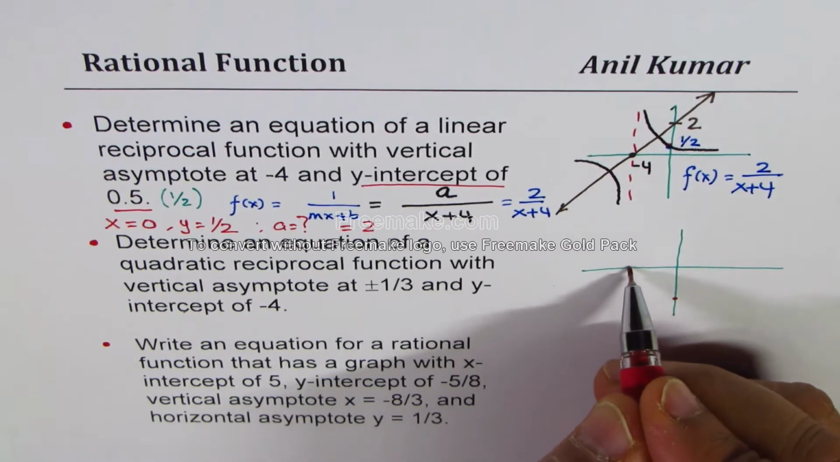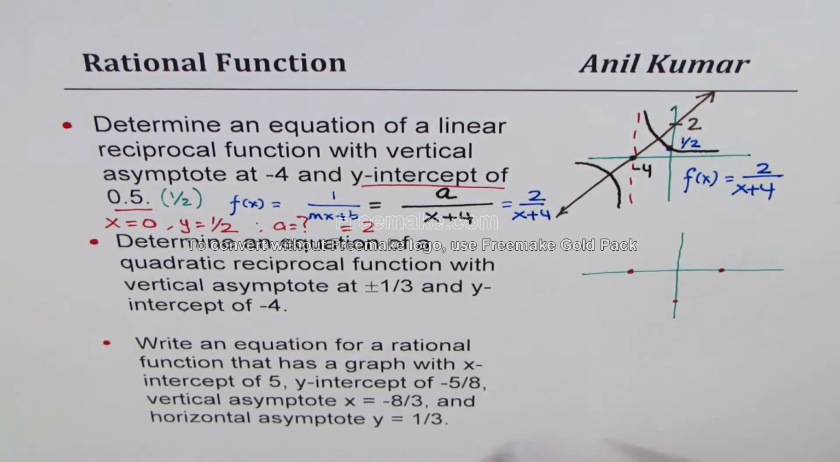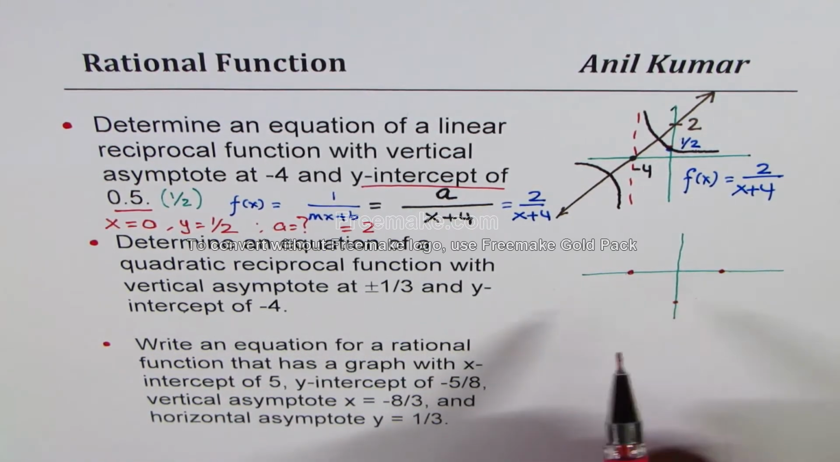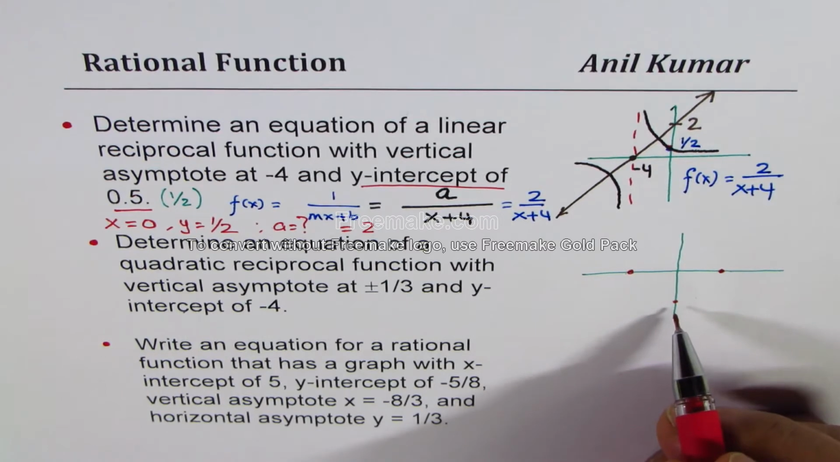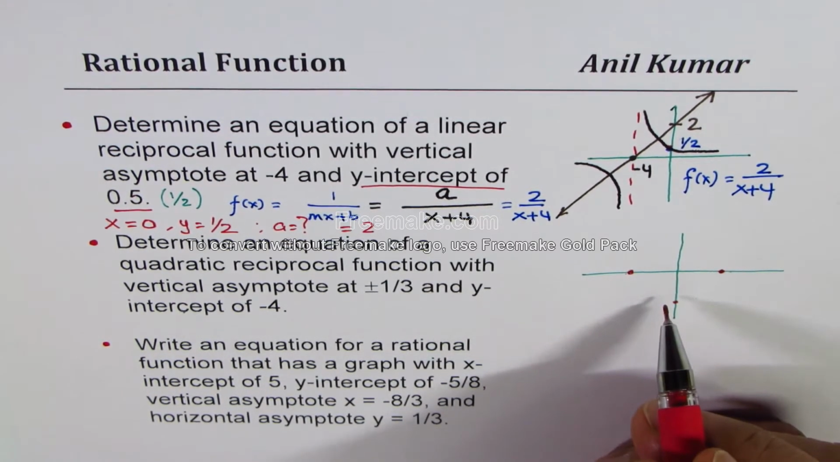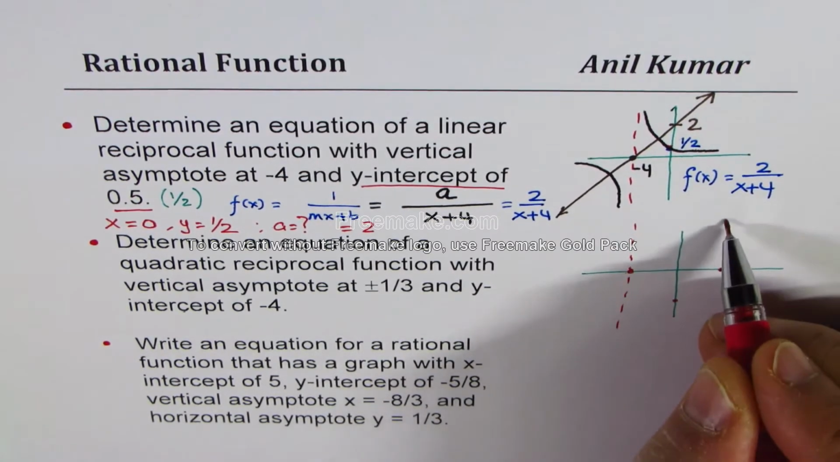And there are two x-intercepts. Okay. So we are looking for vertical asymptotes at these points. And of course, if these are the points on the reciprocal function, it has to be kind of like this, correct?